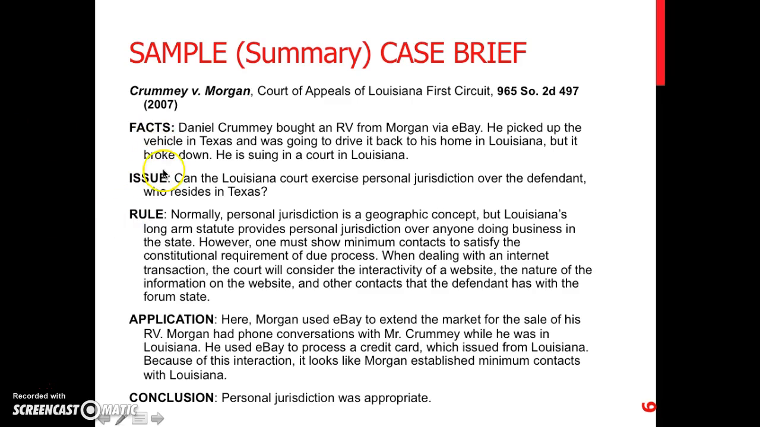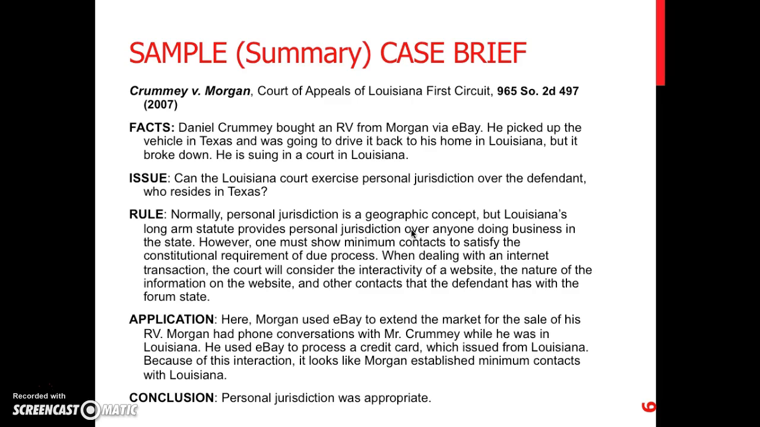What is the issue in this case? The issue was whether this court had jurisdiction or legal authority over the defendant. The topic of jurisdiction is covered in this week's reading, so hopefully this was a familiar concept. You should know personal jurisdiction is normally a geographic concept. This means that the state where the defendant resides normally has jurisdiction over the defendant. In this case, the plaintiff was suing in a court in Louisiana. This is not the state where the defendant resides.